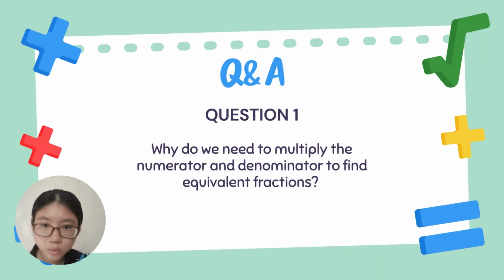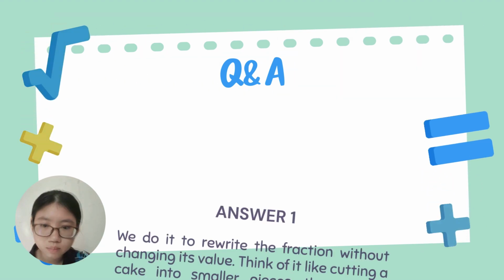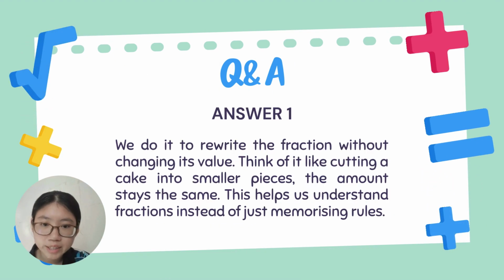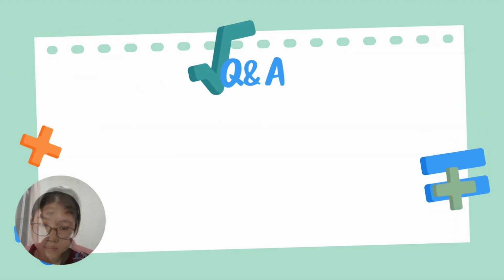Now, let's go to the Q&A. Question 1. Why do we need to multiply the numerator and denominator to find equivalent fractions? We do it to rewrite the fraction without changing its value. Think of it like cutting a cake into smaller pieces. The amount stays the same. This helps us understand fractions instead of just memorizing rules.